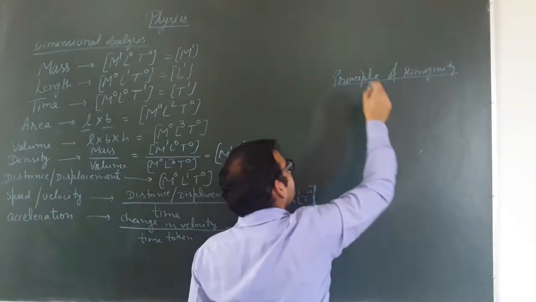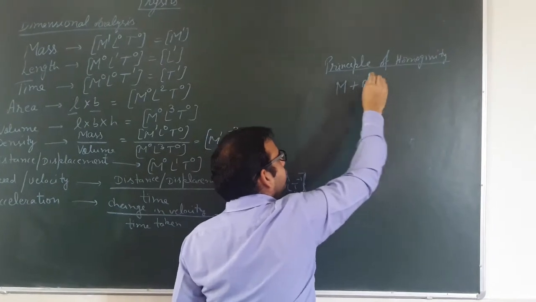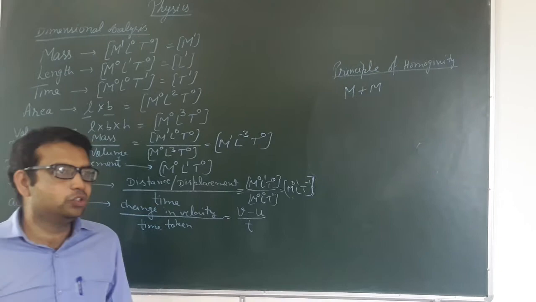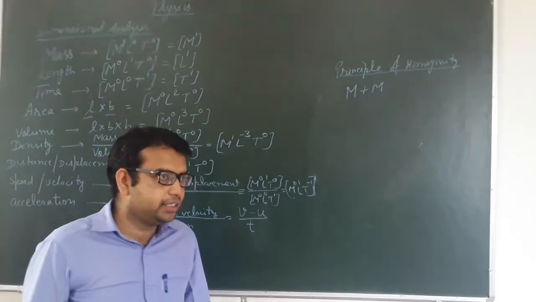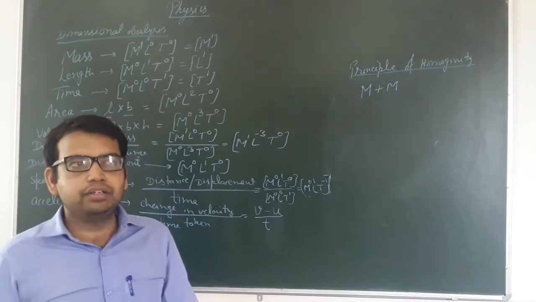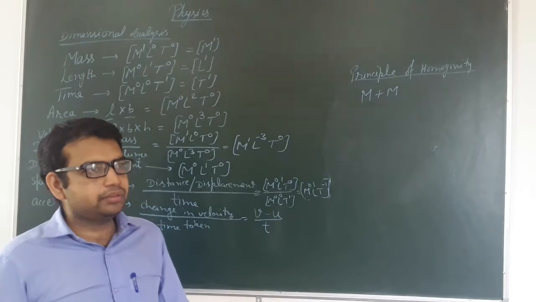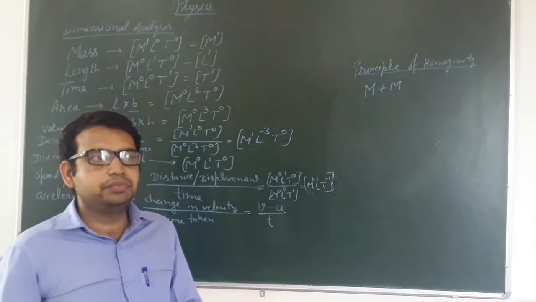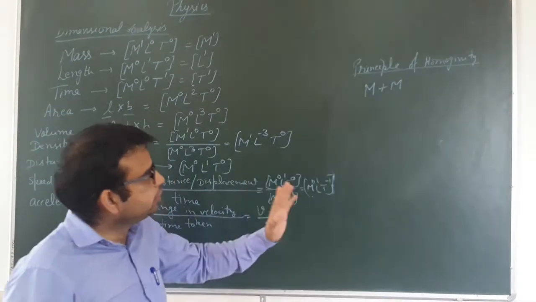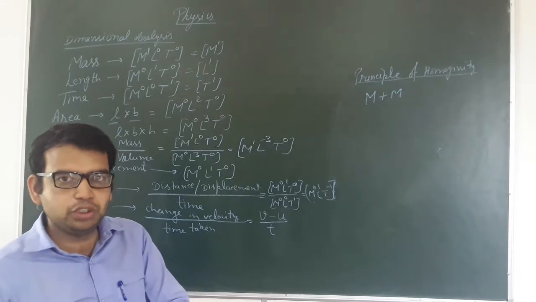According to this principle, mass can be added only to mass. As you know, we can add 5 kilogram to 10 kilogram, or subtract mass from mass, like 20 kilogram minus 3 kilogram. Never can we say 50 kilogram minus 50 meter. We can't do this. We can only add or subtract similar quantities to similar quantities.